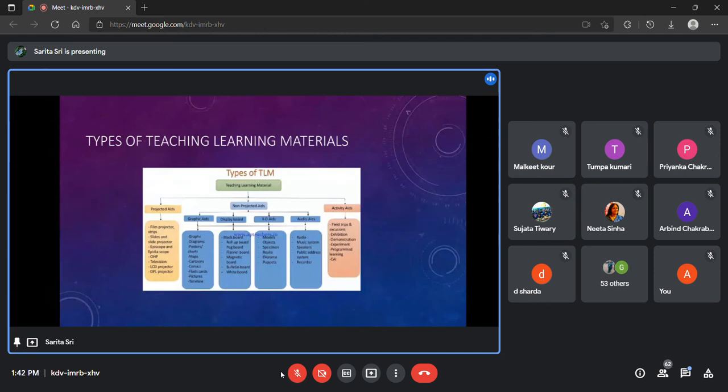This is another classification of types of teaching learning material. More or less, it is the same as which I have discussed earlier. Only the terms are a little bit different. Like types of TLM here are categorized into projected, graphic, activity aids. Means there are some which can be projected on the screen and some which are not projected. Examples are more or less the same.